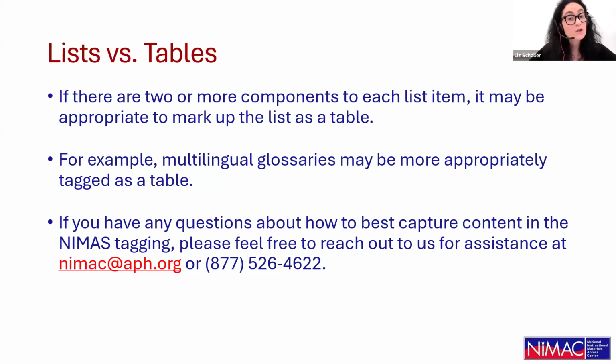Like I mentioned, if there are two or more components to each list item, it might be more appropriate to mark up the list as a table. One example of this that we see pretty commonly are multilingual glossaries. Those are often more appropriately tagged as a table rather than as a list. And if you do have some sort of structural element like this and you're having a tough time making that decision, or you have some questions about that, don't hesitate to reach out.